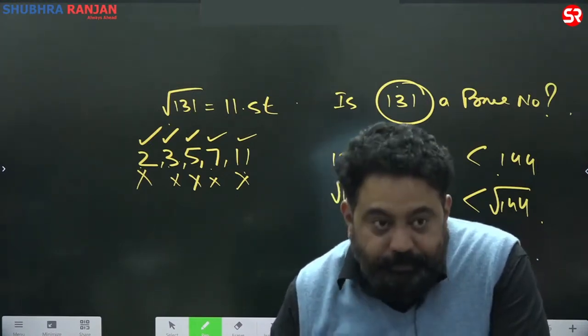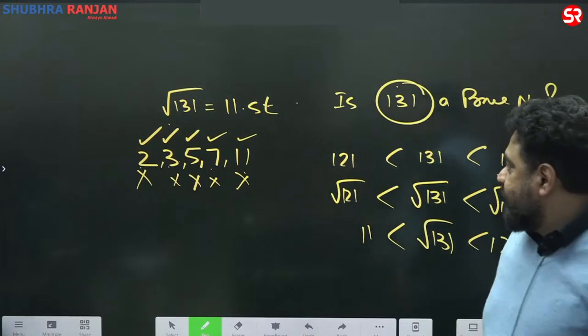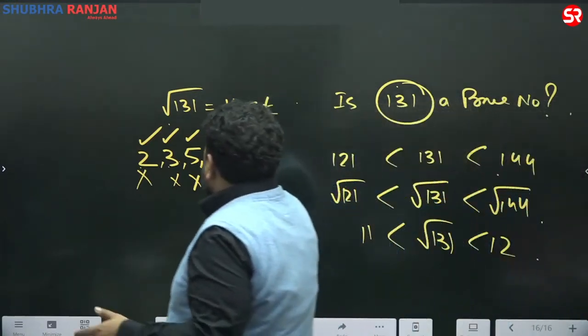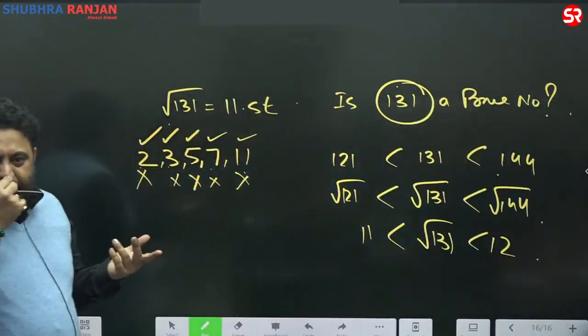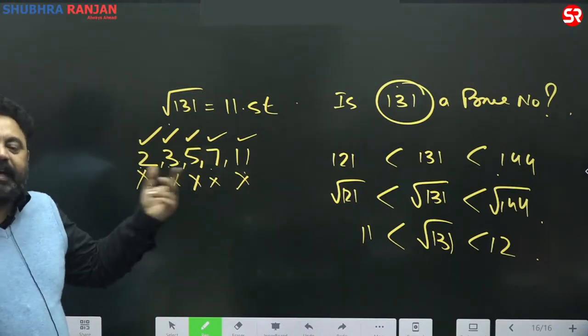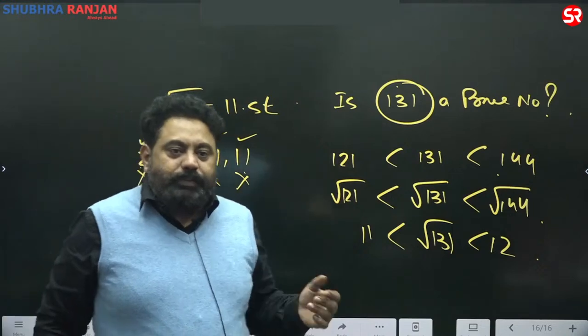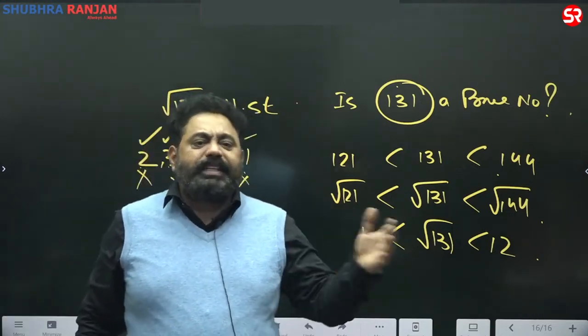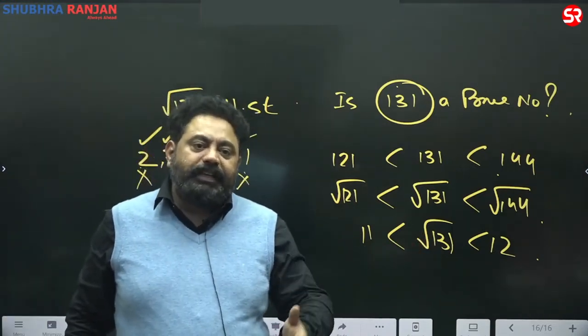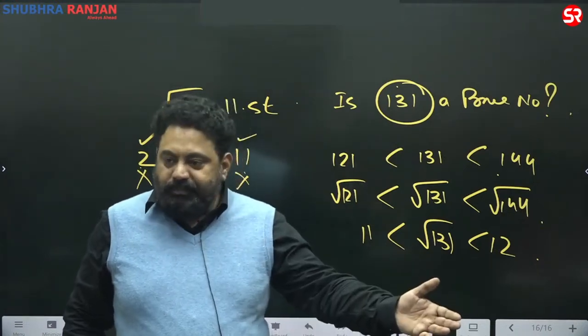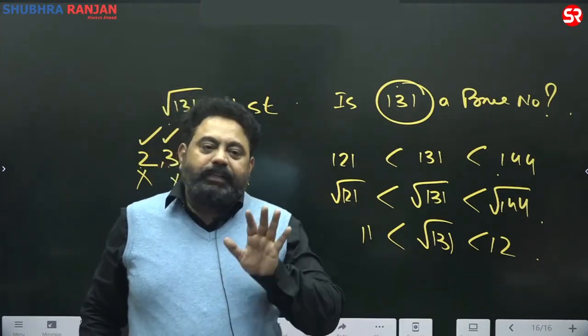Yes. The under root of 131 is 11 point something, isn't it? I don't really care. I only understand that it lies between 11 and 12. So prime numbers less than 11 point something are 2, 3, 5, 7 and 11. Clear? So I hope that this is clear.